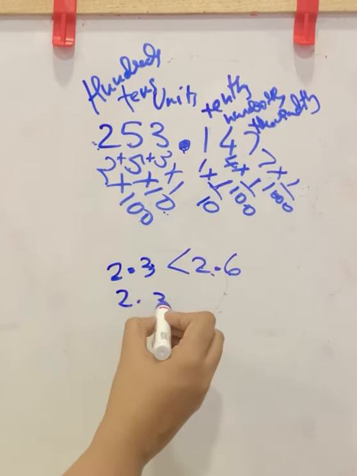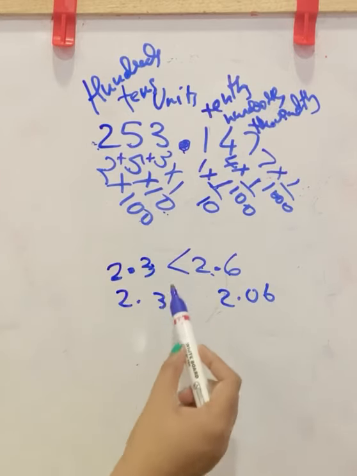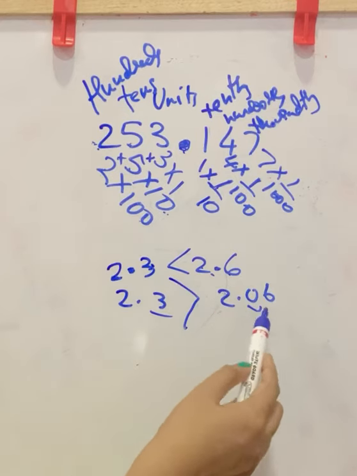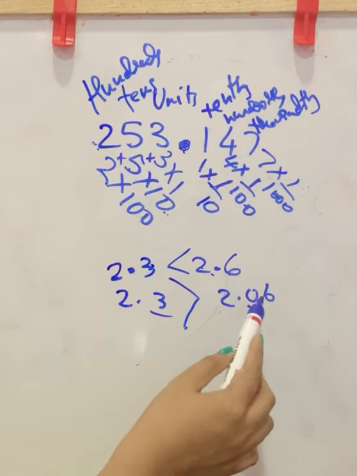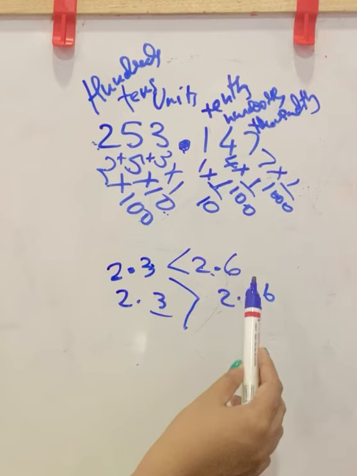Now if it is like this, here the tenths place numbers are 3 and 0. So this is greater. If it is 6 here, it is in the hundredths place, not in the tenths place. So first you compare the tenths place.